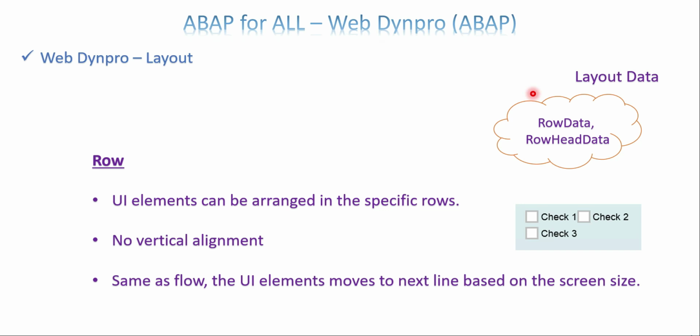For example, the previous flow layout doesn't have this layout data option. This property is not applicable for flow layout. But for row layout, yes, most of the layouts have layout data. So layout data determines where you want to keep your UI element.